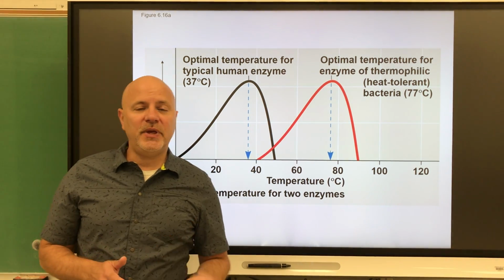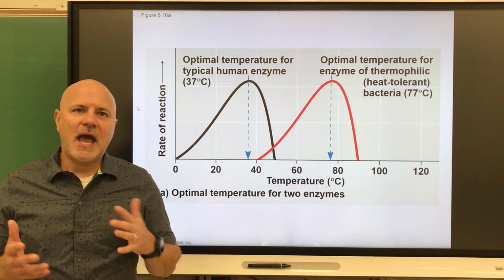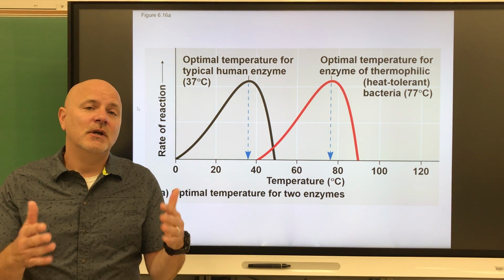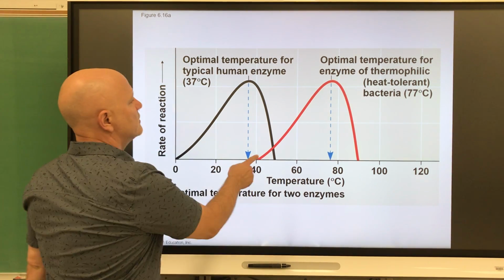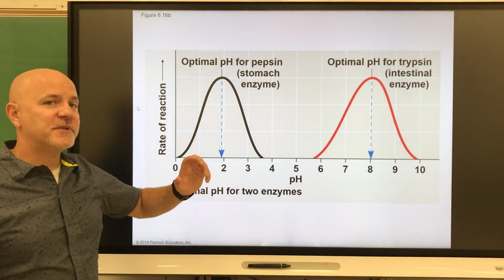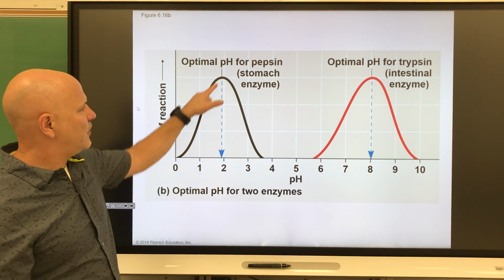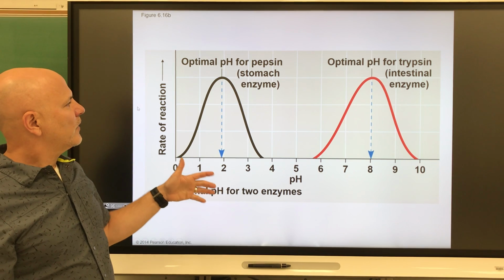All right, next is pH. Every enzyme has its optimal pH range. Outside of that optimal pH range, that enzyme would denature. So if we go to this next picture, this shows pepsin. Pepsin is an enzyme that works in our stomach, so its optimal pH range is pretty close to 2, right?